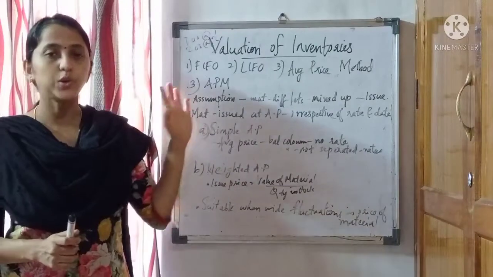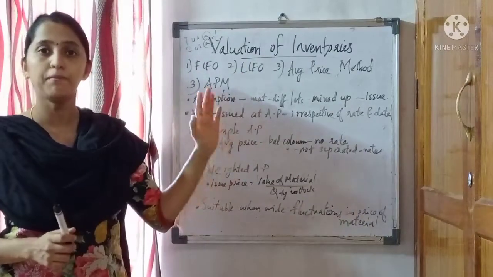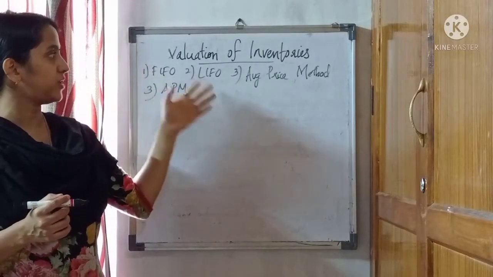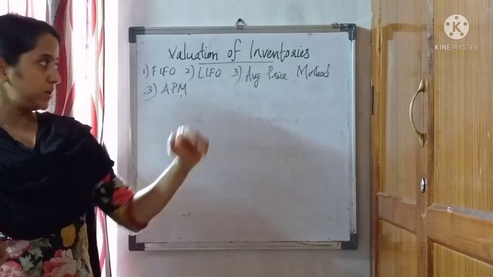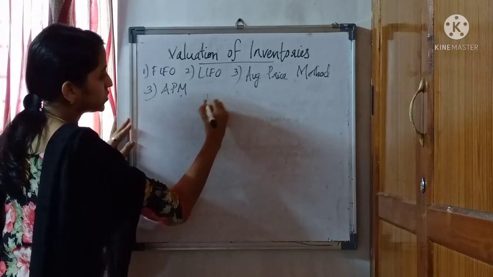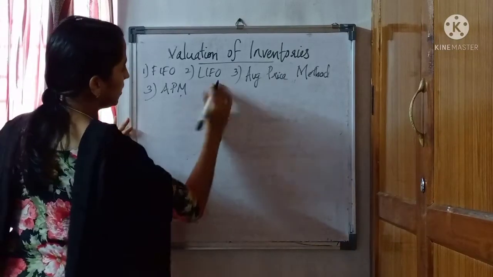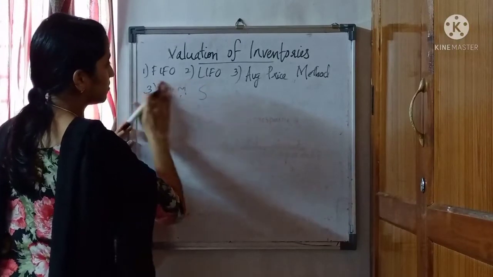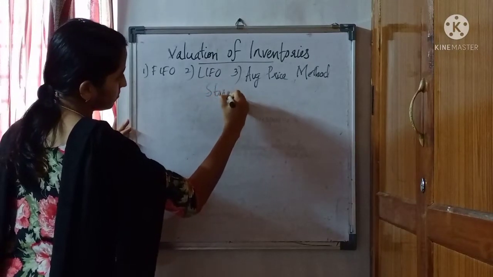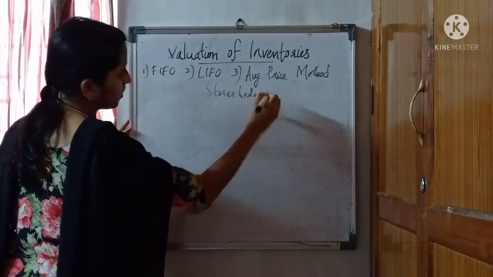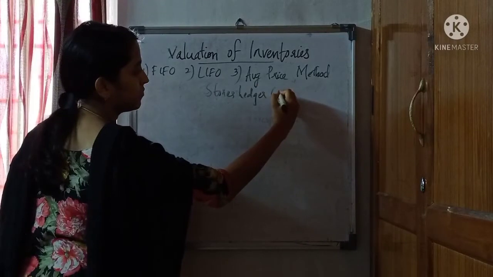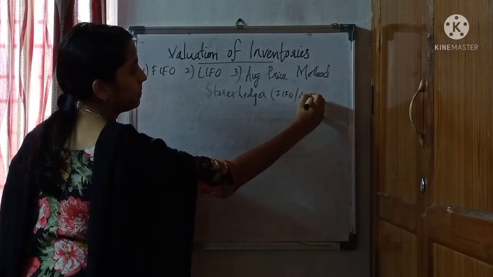Now I'll show you how to do the problem. I'll show the format of the problem. The format of the problems for FIFO, LIFO and average price is almost the same. I'll just show how it is. We have to prepare the stores ledger. That is the heading we have to give. Stores ledger. Then we have to mention which method we are using.